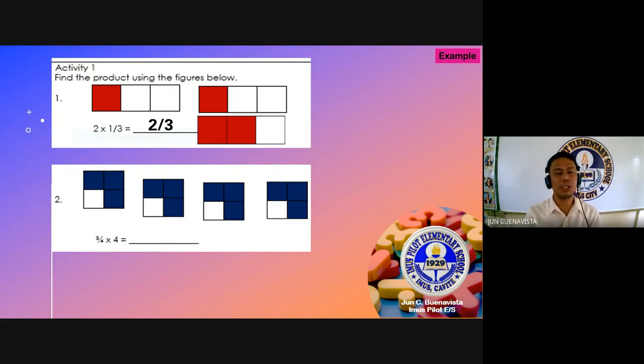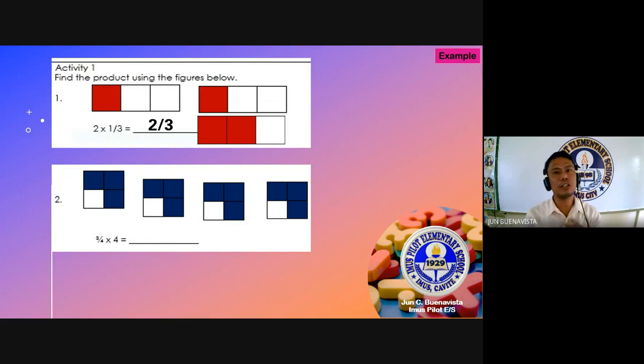All right, let's have number 2. You have 3/4 times 4. If you are going to combine, or if you are going to shade those parts, it can make a whole. Yes, it can make a whole. If we are going to combine the three shaded parts to the one-fourth part that is not shaded, you can have 3 wholes. Am I right? Okay, so let us check.